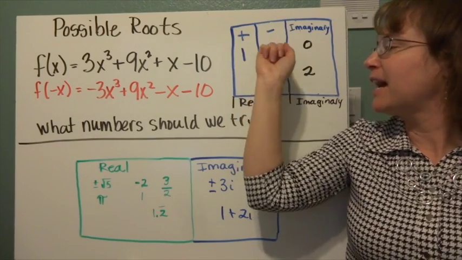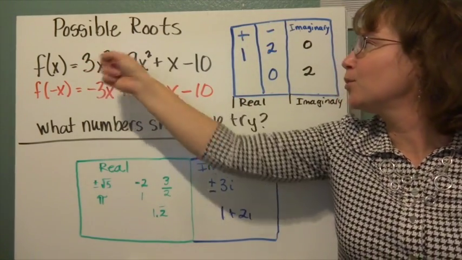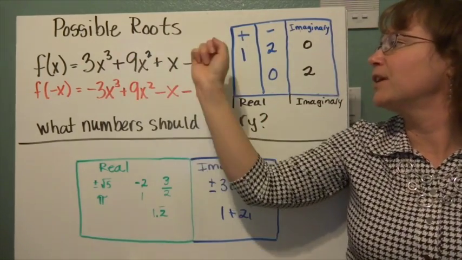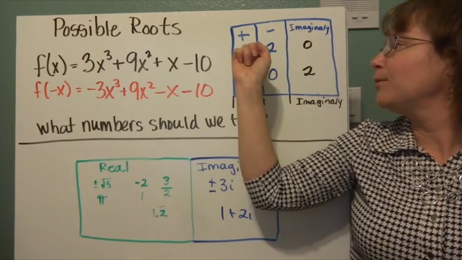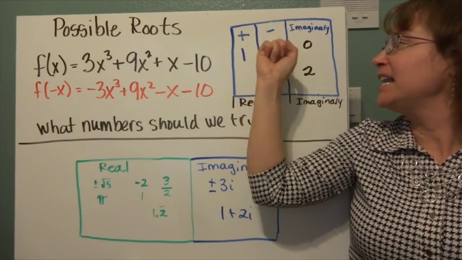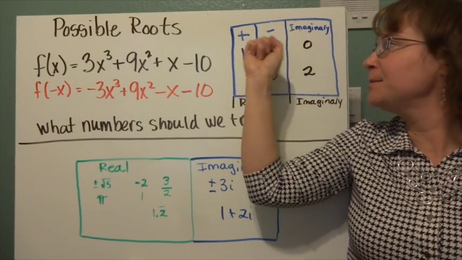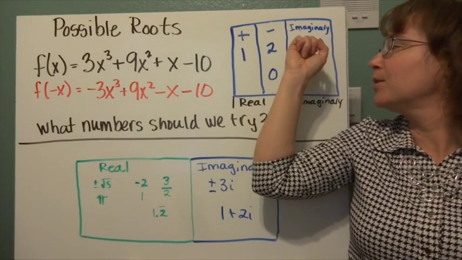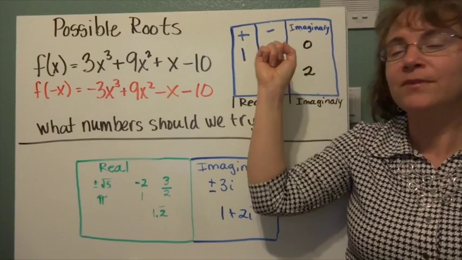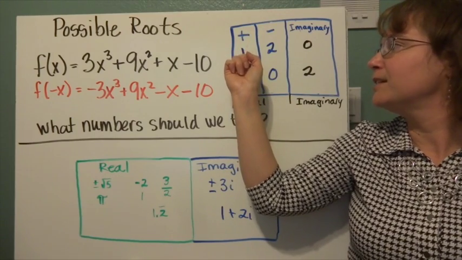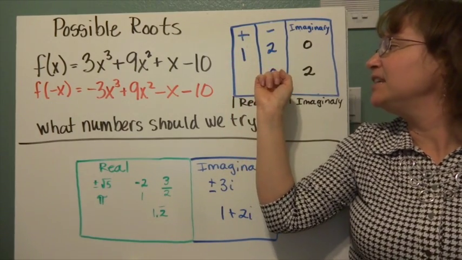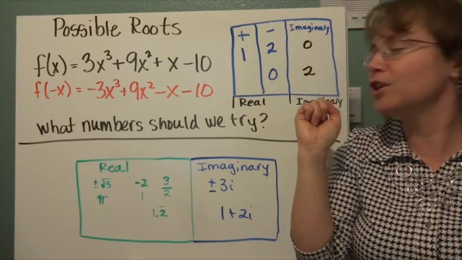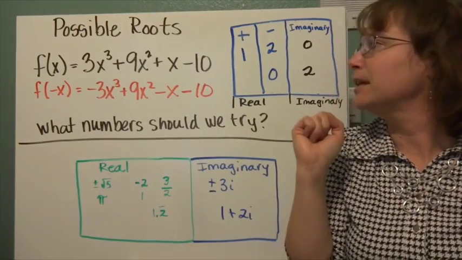And we can use the fact that it has to be 3 total roots to figure out how many imaginary roots this function may have. So we know it has to have one positive, and if it has 2 negative, that gives me a total of 3. So I know my imaginary roots are going to be 0 if this is the case. If I have one positive root, which I always do, and I have 0 negative real roots, then I must have those 2 imaginary roots to give me a total of 3 roots.